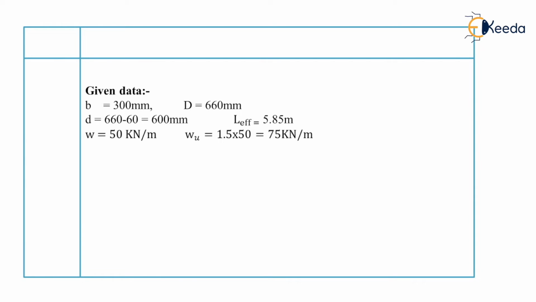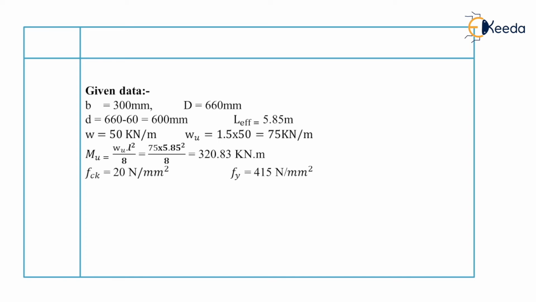So therefore we have to convert it into the ultimate load or factored load. Here we will multiply the working load by 1.5. So 1.5 into 50 is equal to 75 kilonewton per meter. Now we will calculate the bending moment, which is equal to WL square by 8. W is 75, L is 5.85. So 75 into 5.85 square upon 8 is equal to 320.83 kilonewton meter.